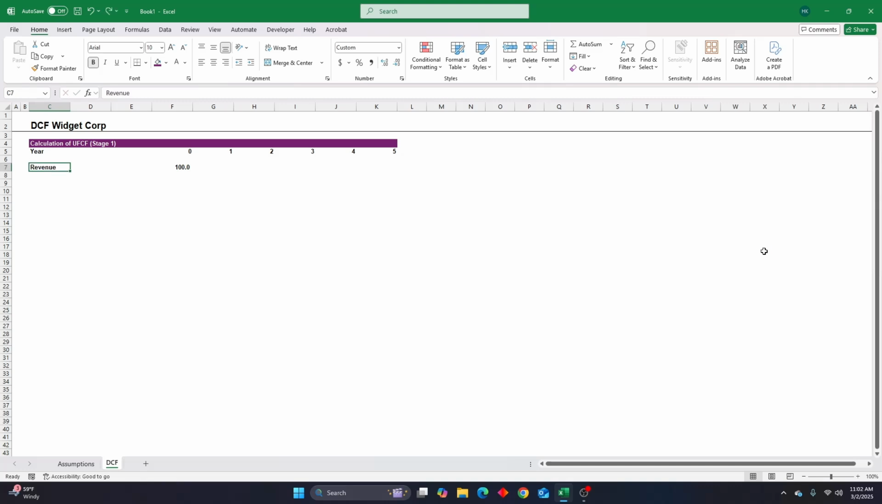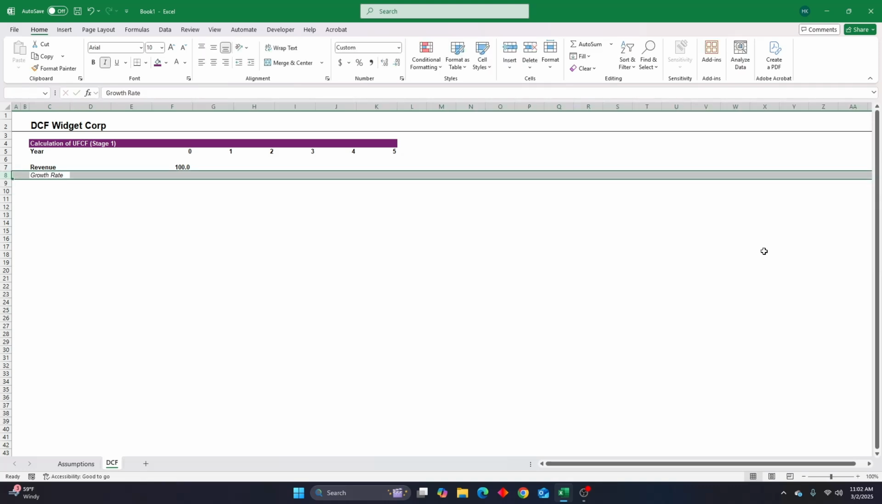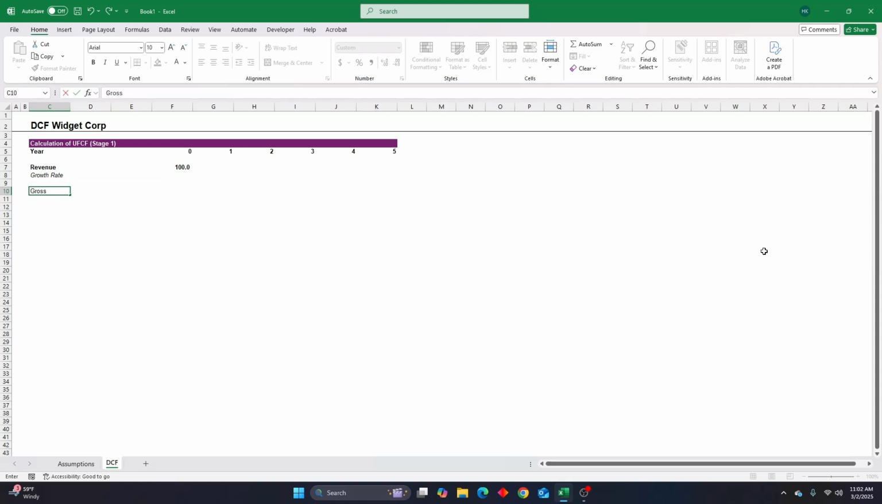So we'll have our revenue, then we'll have our growth rate, italicize that, then we'll have our gross profit, we'll have our gross profit margin, then we'll take out our SG&A, I'll do percent SG&A, then we'll take out our R&D, percent R&D, which we're going to start EBITDA.